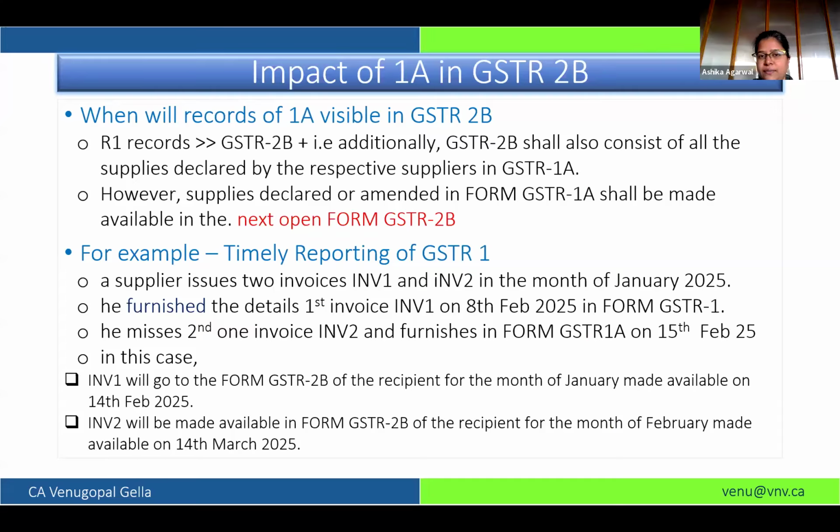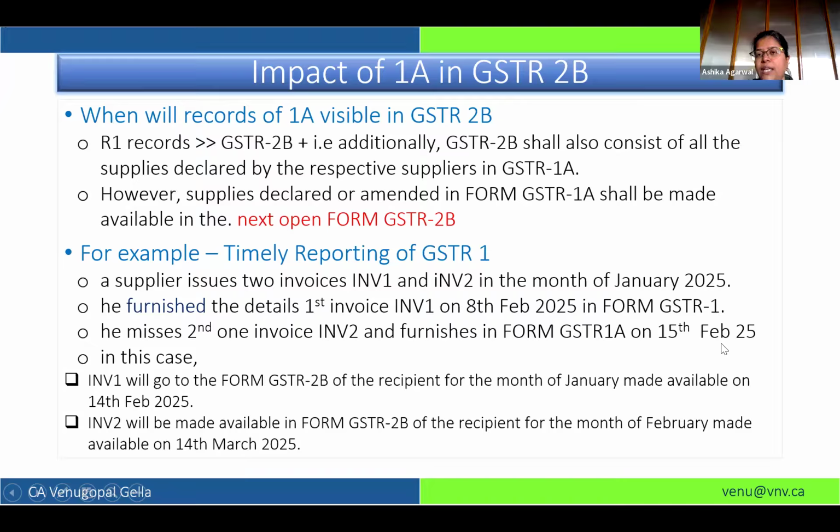This I just now discussed, that 1A has one drawback: whatever correction is done through 1A will get postponed to the next month. So over here, by way of example, it is explained that suppose a supplier issues two invoices, invoice 1 and invoice 2, in the month of Jan 25. He furnished the detail of the first invoice, invoice 1, on 8 Feb 2025 in form GSTR1. He misses to furnish the second invoice and furnishes that detail in 1A on 15 Feb.